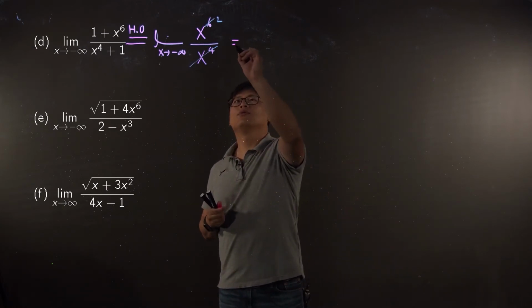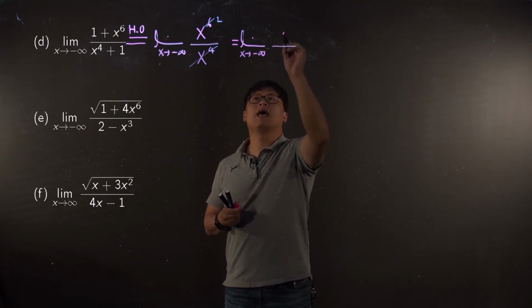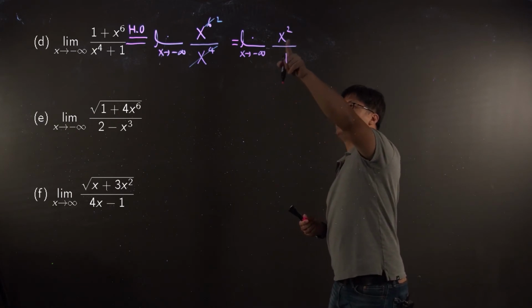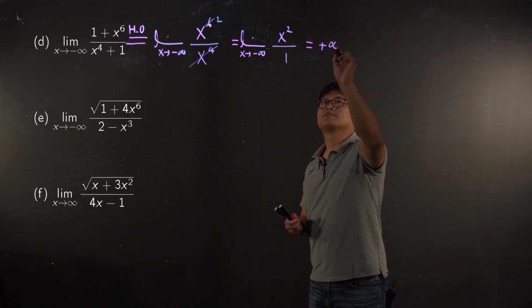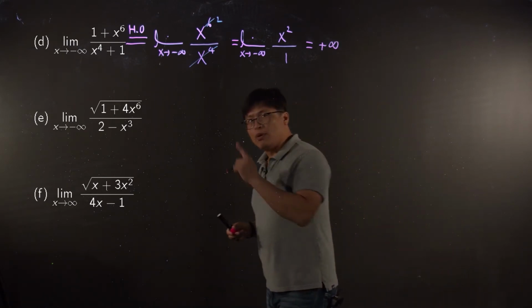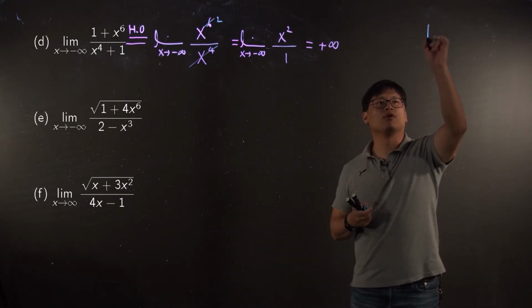It is equal to the limit as x goes to minus infinity of x squared over 1. When you plug in minus infinity here, plus, right? Doesn't make sense. What about the second one? In the previous problem, I talked about this already, but let me emphasize one more time.